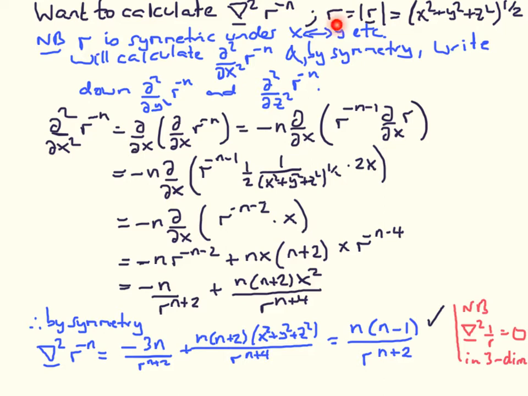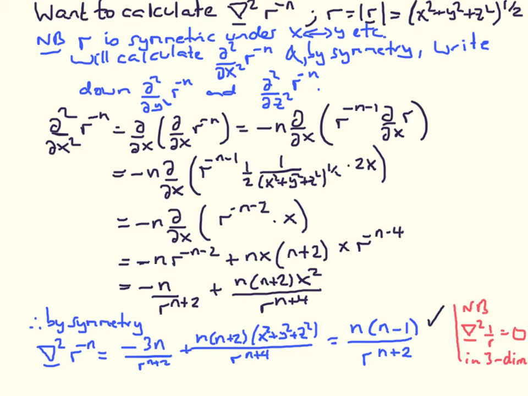And the first thing to notice is that because this only depends on r, and r has this form, it means that r is symmetric under interchanging, say, x and y, or y and z, or x and z. So what I'm going to do is to calculate this term here, the second derivative with respect to x of r to the minus n, and then by symmetry we can just write down what the second derivative with respect to y is and what the second derivative with respect to z is, and the sum of these 3 terms, this plus this plus this, is the Laplacian applied to r to the minus n in 3 dimensions.